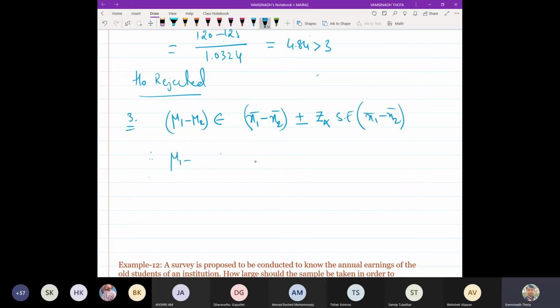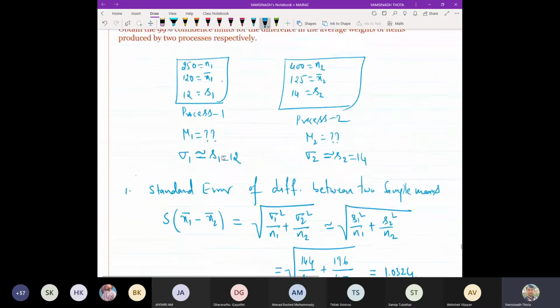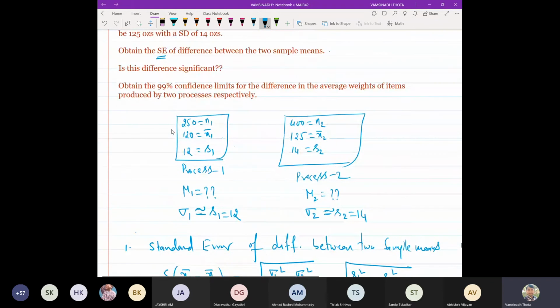Therefore, mu1 minus mu2 belongs to what? What is the difference between the sample means? It is x1 bar minus x2 bar, so it is minus 5 plus or minus. Now Z alpha. Here, what is Z alpha? At what level of confidence? We need to find it for 99% level of confidence.